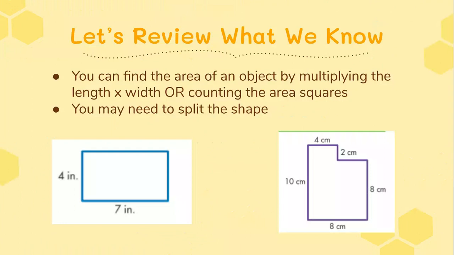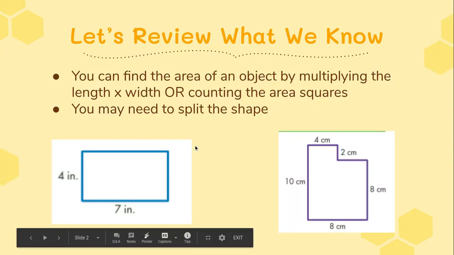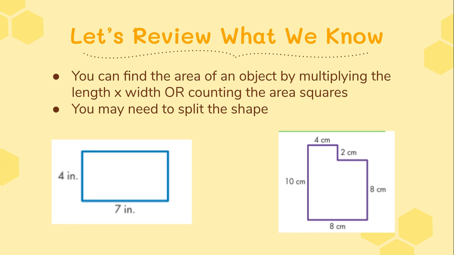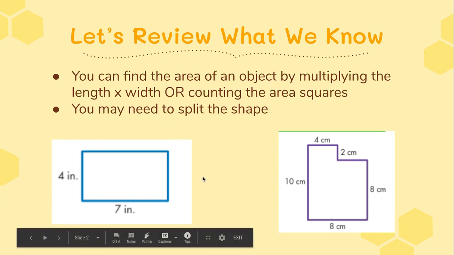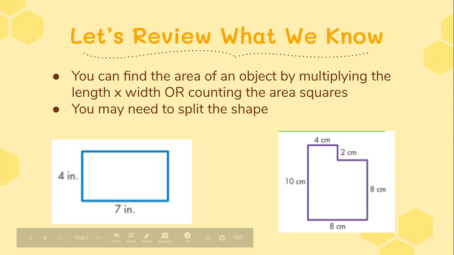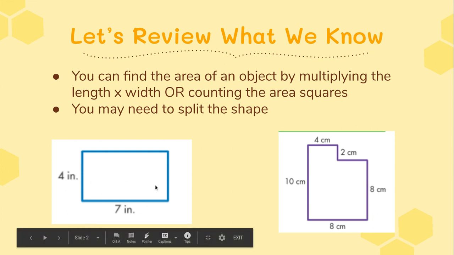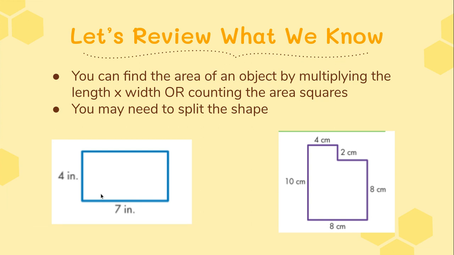Multiply the length, multiply the width. It doesn't matter what other numbers you have, you're only multiplying the length times the width. And if you have a bigger, more awkward shape, you might need to split it. So let's take a look at the area of this blue rectangle. The length is 7 inches and the width is 4 inches. To find this area, all I would do is multiply the length times the width. And 4 times 7 is 28. So the area of this shape would be 28 inches squared. It's as simple as that.